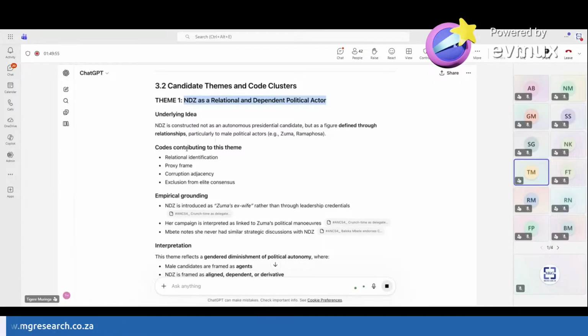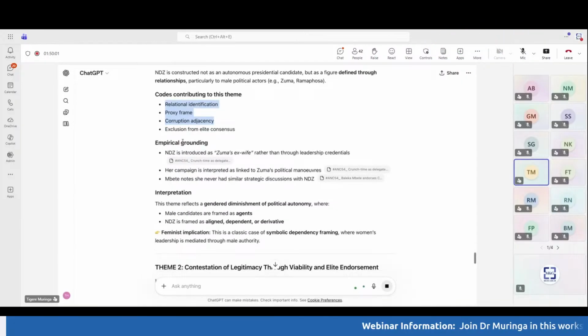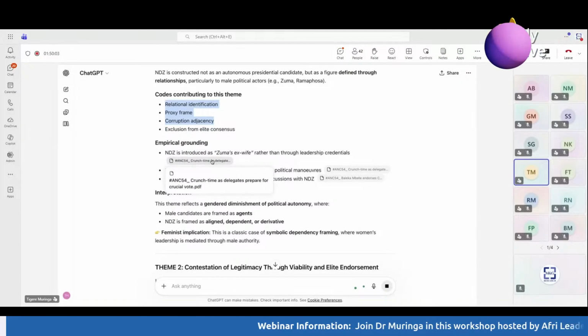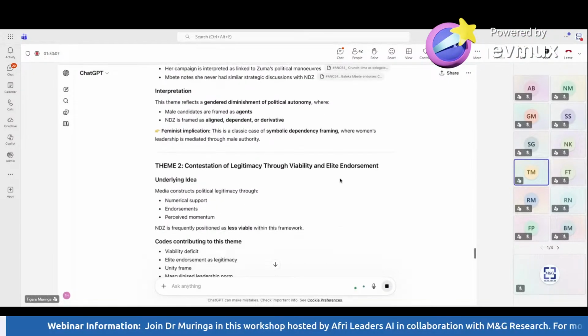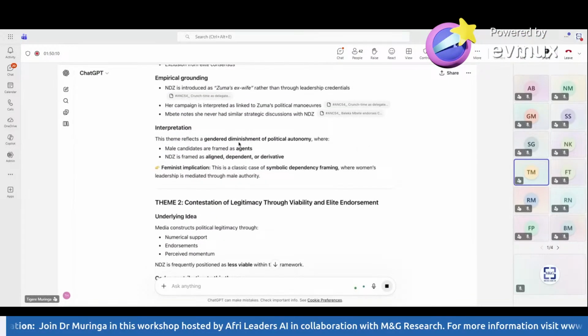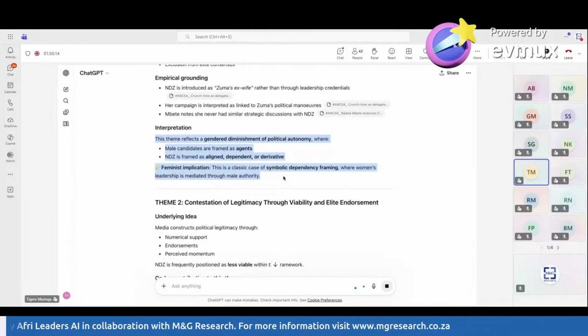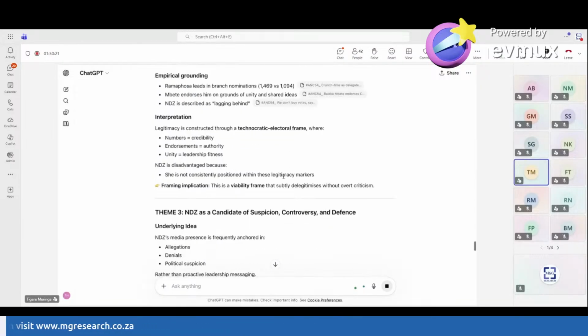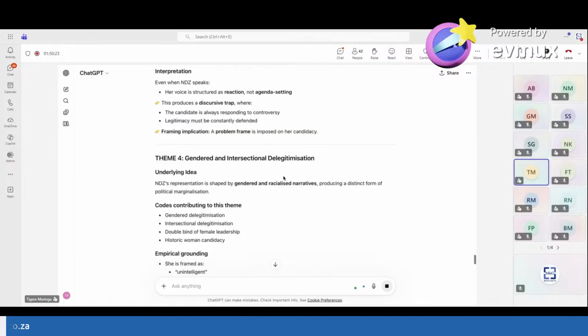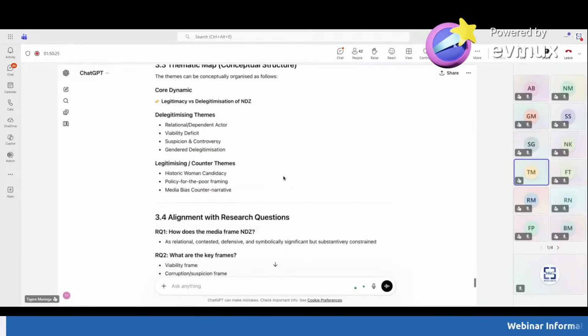And the codes contributing to this theme start with number 1, relational, etc. So it does that with empirical grounding. It gives you the studies or the data set where these themes are coming from. Then interpretation: this theme reflects a gender lens. Now it is bringing in the theories that I have spoken about, because I've grounded my analysis in the theory that I've mentioned. Then it goes on and gives me how many themes I have.